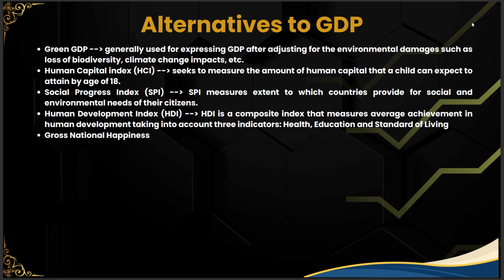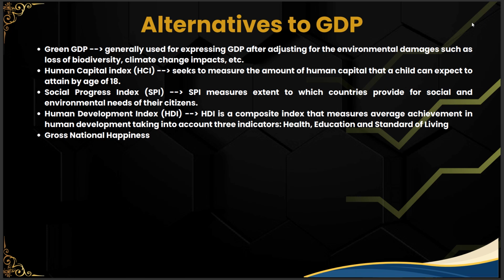Next is Social Progress Index. Social Progress Index provides for social and environmental needs of the citizens. It is assessed among 12 components across three critical dimensions: basic human needs, foundations of well-being, and opportunity. India was ranked 110 out of the 169 nations based on the global SPI 2022.